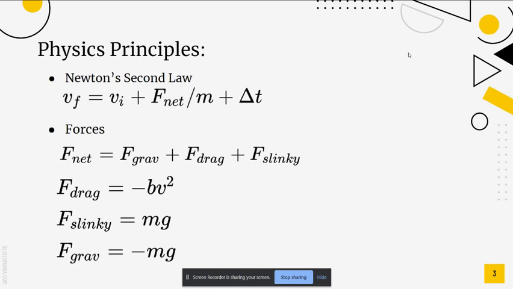The drag force is the proportionality constant times the square of the velocity. The drag force acts in the opposite direction to the motion, so it is negative. The slinky force is equal and opposite to the gravitational weight force, which is the mass of the slinky times g, acceleration due to gravity.